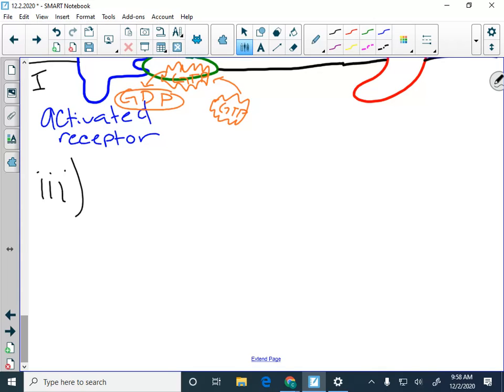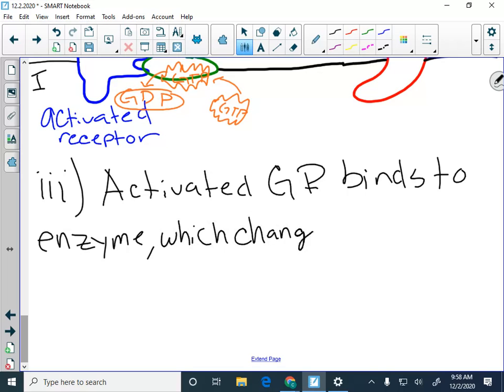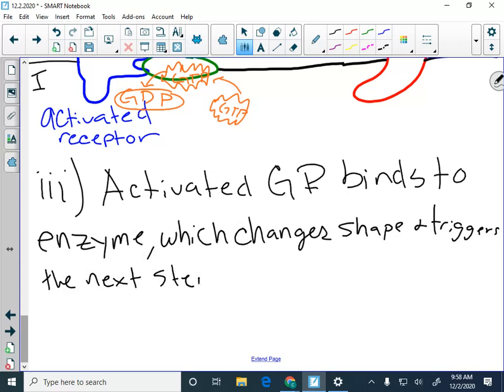So activated G protein binds to enzyme, which changes shape, and triggers the next step in a cellular response, which we know from yesterday to be transduction.